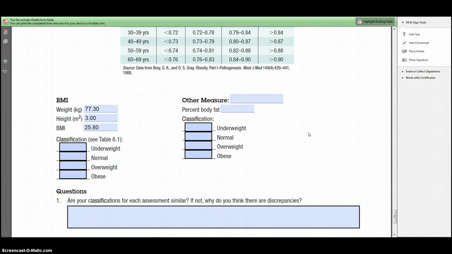I'm going to go back to my table on page 146 of my textbook. Using that table, figure 6.2, again, find my age. I'm between the ages of 20 and 39. I'm a male. And my BMI is 25.8, and that falls again in the range of slightly overweight. Okay.